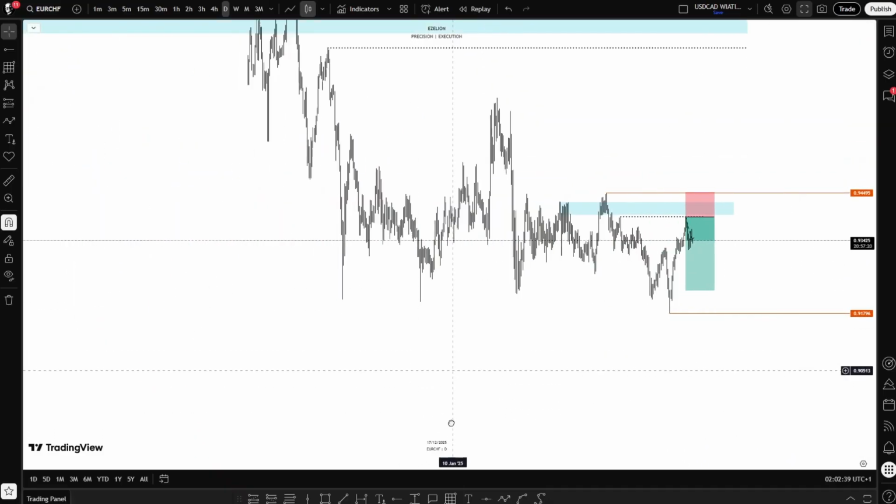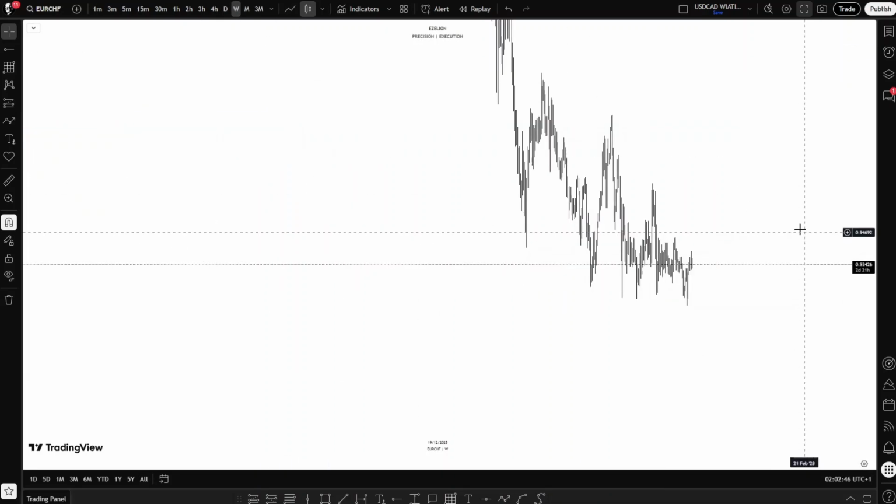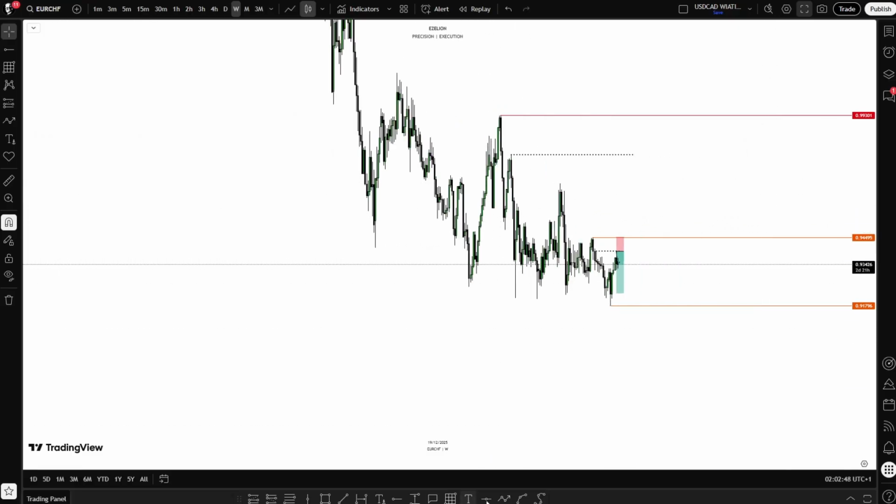If you are to start from the higher time frame now, reading this structure, since we use the daily time frame, let's try the weekly time frame. You can see that price is forming a series of higher lows, lower highs and lower lows, lower highs and lower lows. So this was a retracement. So after this retracement, we have price come in this other block.